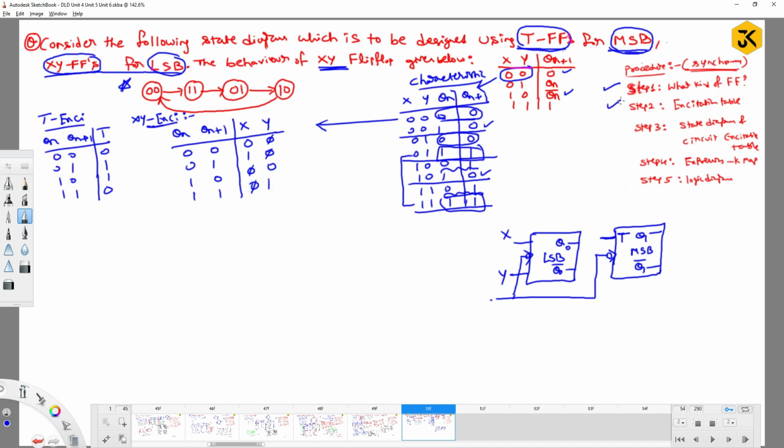Once we complete the excitation table, you can go with the state diagram. The state diagram they have already given, right? Then you have to go with the circuit excitation table. For the circuit excitation table, the present states might be Q1 and Q0, and the next states can be Q1n and Q0n: 0 0, 0 1, 1 0, 1 1.